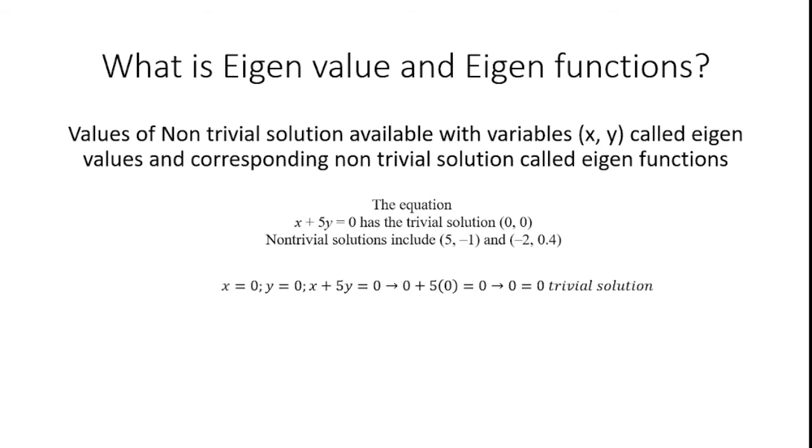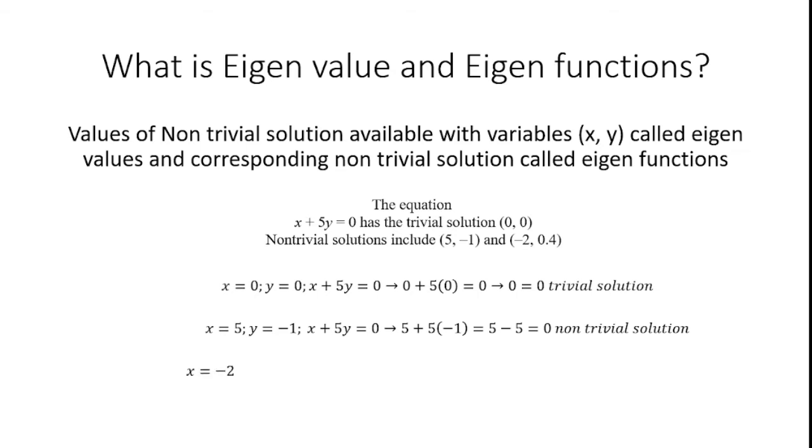And what is meant by non-trivial solution? Rather than 0, 0 for x and y, I can substitute x equal to 5 and y equal to minus 1 in the specified equation x plus 5y is equal to 0. Here 5 plus 5 into minus 1 is equal to 5 minus 5, which is equal to 0. Here also I get 0. So these kinds of solutions are known as non-trivial solutions.